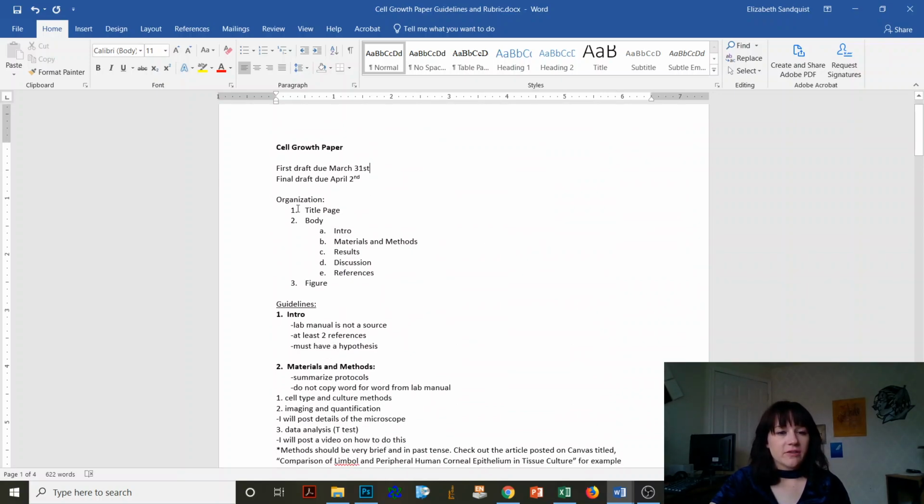The organization is pretty basic. You should have a title page. In the body of the paper should be the introduction, materials and methods, results, discussion, references, and then at the very end, your figure.